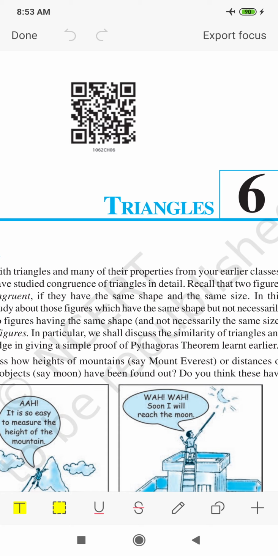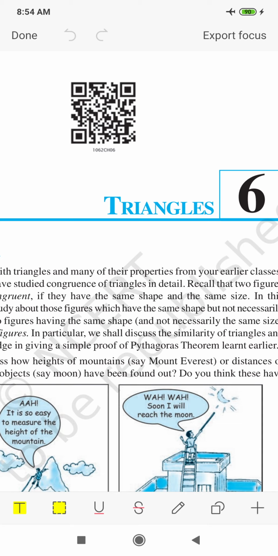Now in this chapter we are going to learn about similar triangles. Which triangles are called similar triangles? Before going to similar triangles, we are going to see two more concepts, similar figures and similar polygons. So what is the difference between congruency and similarity? In short, I am telling you the difference between these two.